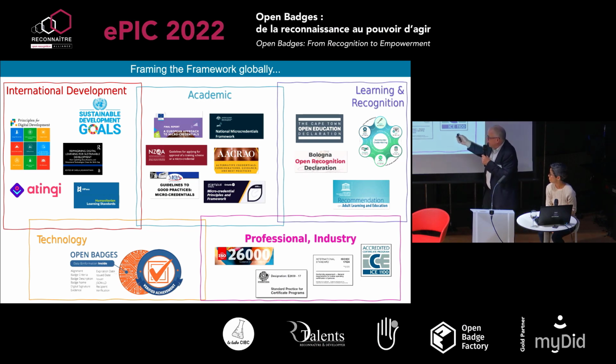Look at what's happening out there, that ISO 26000. I'm thankful to Philippe for that, actually. That's a social responsibility standard that can be used for corporate social responsibility. We've mentioned the Bologna Open Recognition Declaration, which itself leveraged off the Cape Town Declaration. And Nan, you're there too.